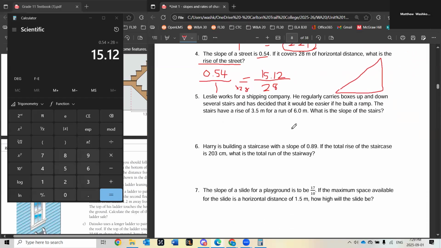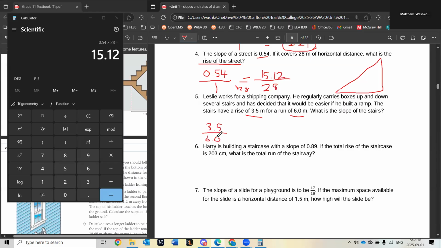So Leslie works for a shipping company, and he regularly carried boxes up and down several stairs and decided that it'd be easier if he built a ramp. The stairs have a rise of 3.5 meters for a run of 6. What is the slope of the stairs? Well, it's 3.5 to 6.